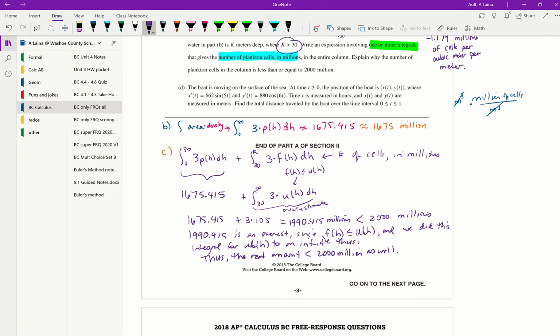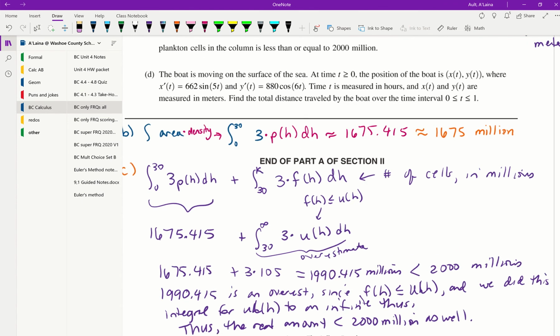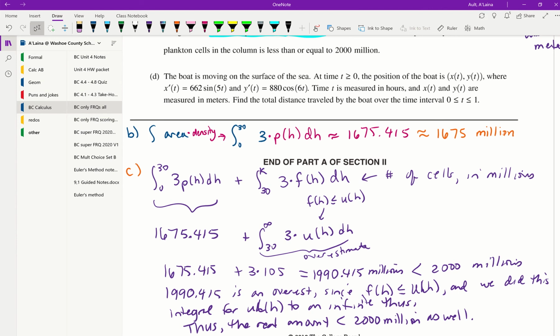All right, part D. The boat is moving on the surface of the sea. At a time t greater than or equal to 0, non-negative, I should say, the position of the boat is x of t, y of t. And then they've given us the derivative of x and the derivative of y. Time is measured in hours, t hours. X of t and y of t are in meters. Find the total distance traveled by the boat over the time interval.